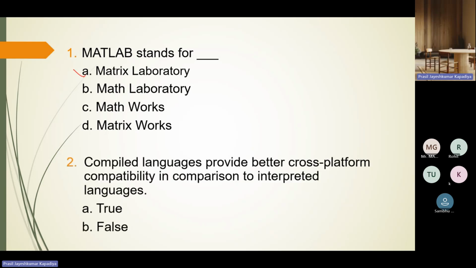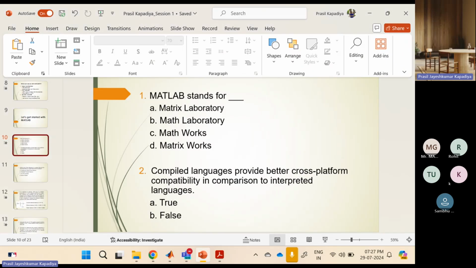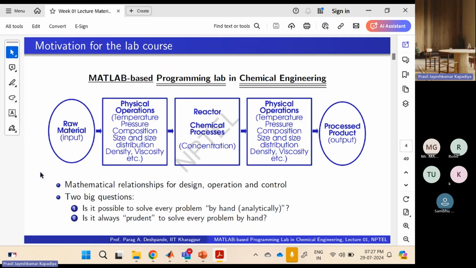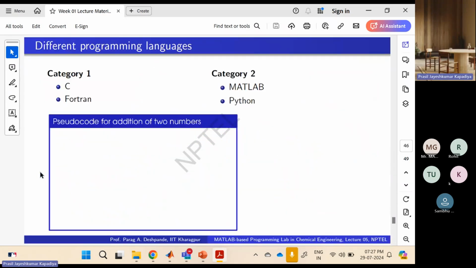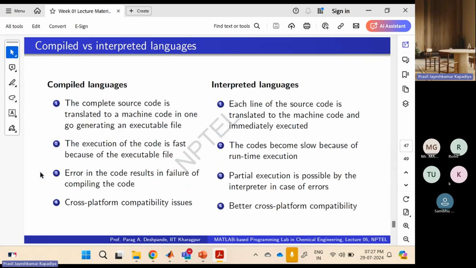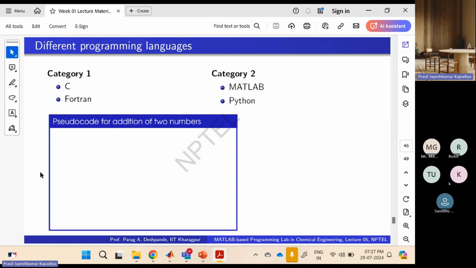Next question. Compiled languages provide better cross-platform compatibility in comparison to interpreted languages. Is this correct? Okay, let's go to the theory part. It is on page number 47. So there are two types of languages, compiled languages and interpreted languages. C and Fortran are compiled languages, while MATLAB and Python are interpreted languages.